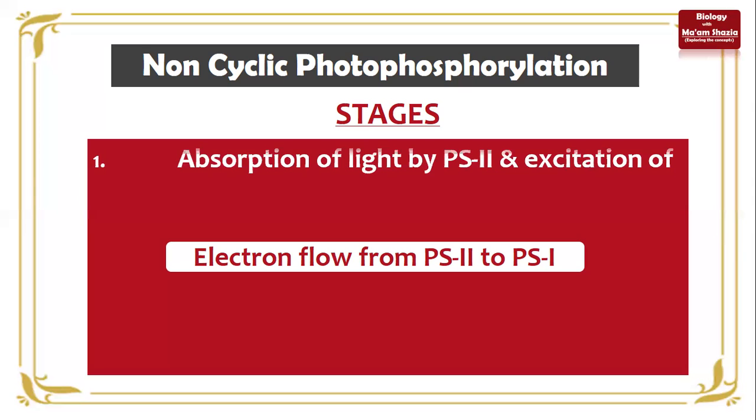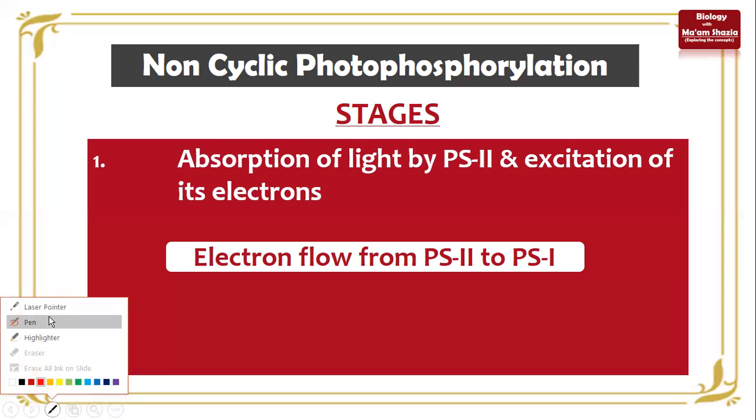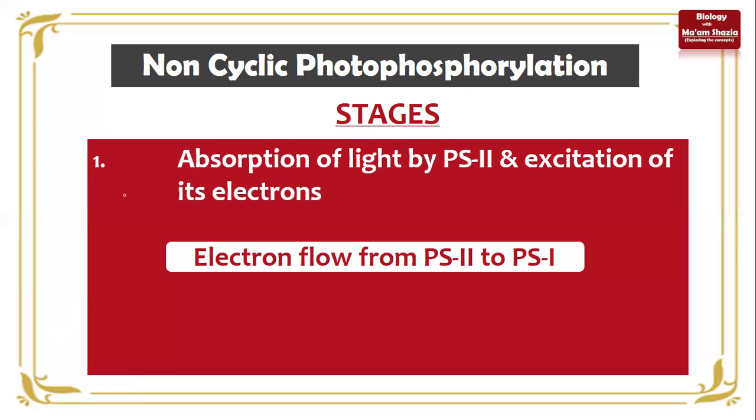So the stages are absorption of light by PS2 and excitation of its electron. We have completed this phase, and next is photolysis. We have completed this as well. And what is the next step, which is highlighted? Electron flow from PS2 to PS1. It's today's topic, right?